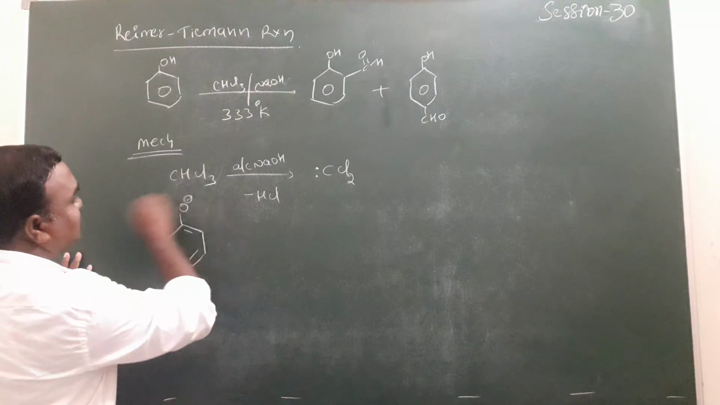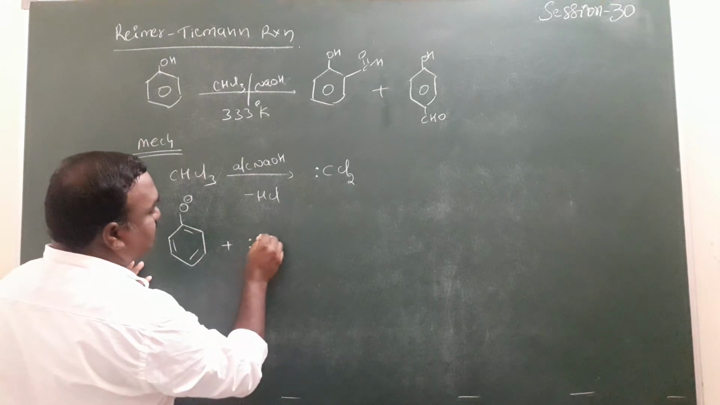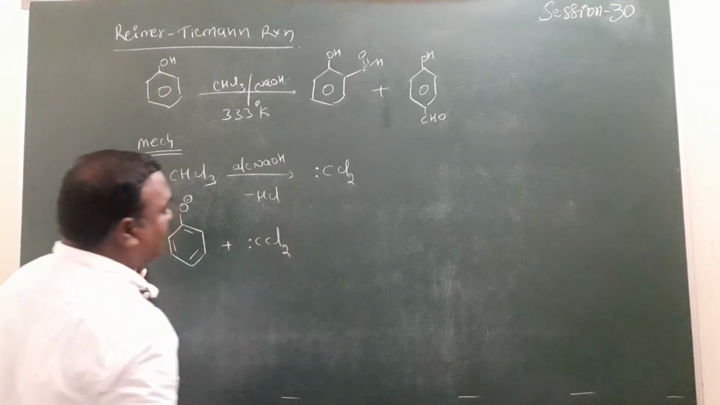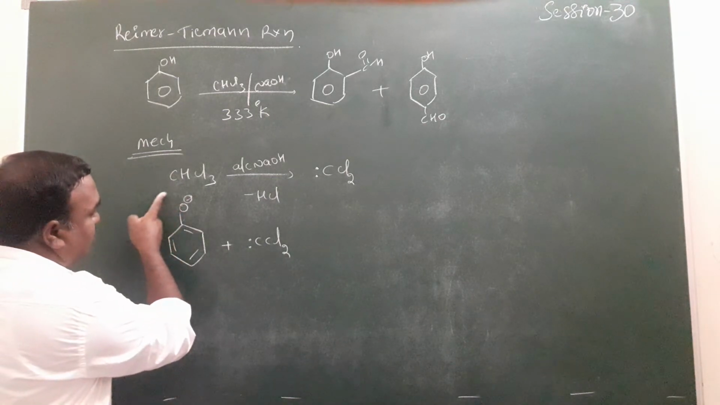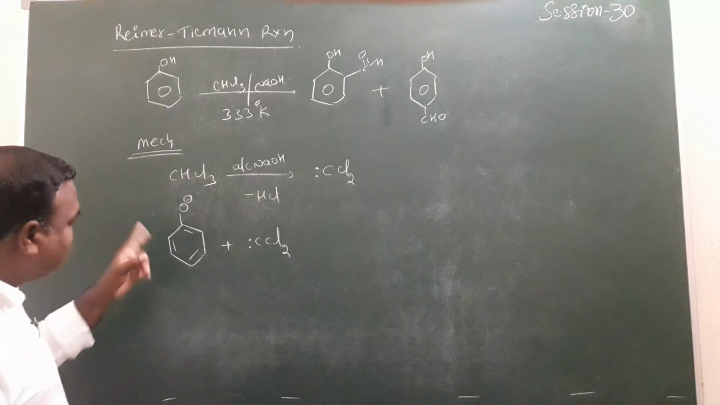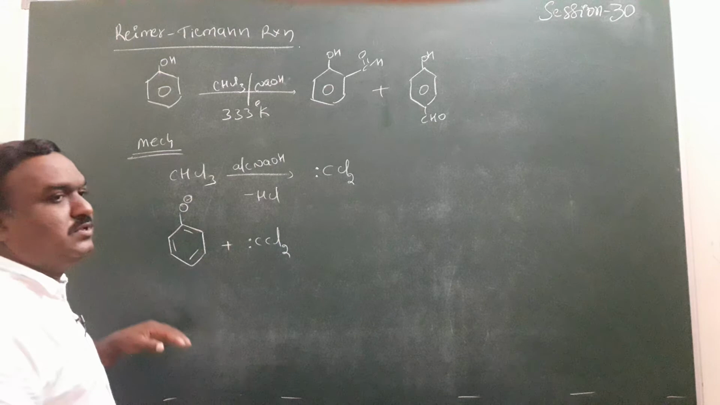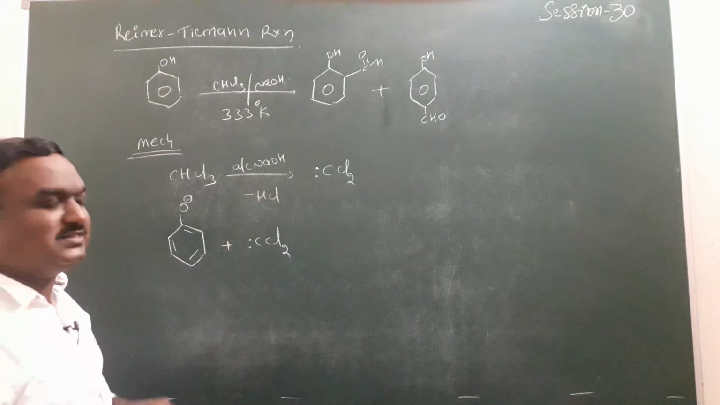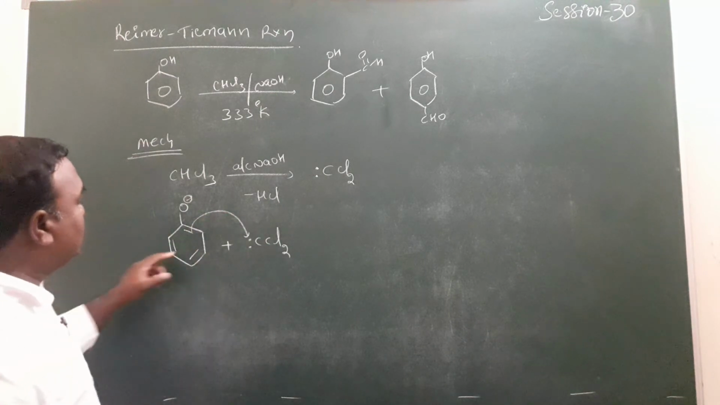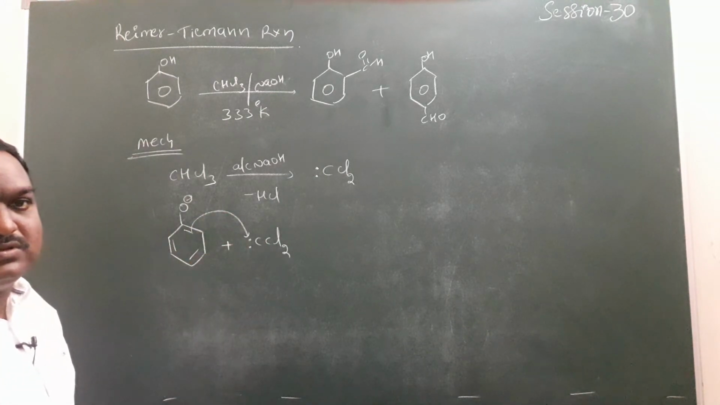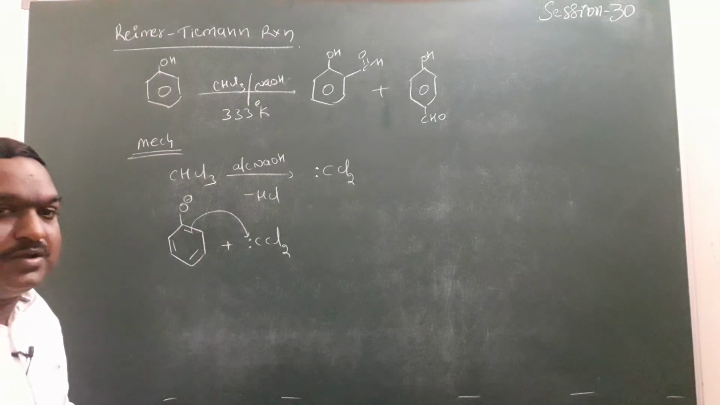O minus and dichlorocarbon here. Whenever the lone pair electron migrates towards the single bond, the single bond becomes a double bond, and the pi bond electron migrates towards the ortho carbon. On the ortho carbon the electron density increases, by the donation of electrons to form a new bond between the two carbons. Which carbons? The aromatic ring carbon and the carbene carbon.